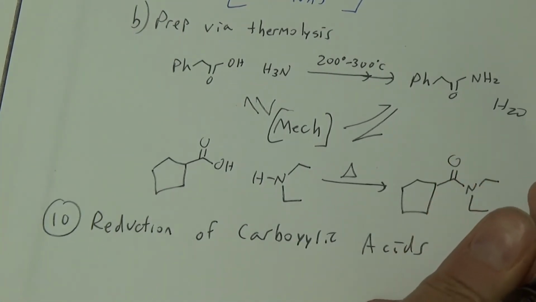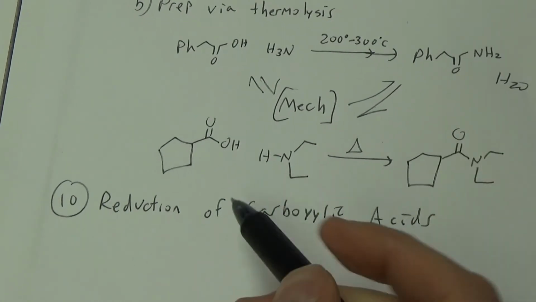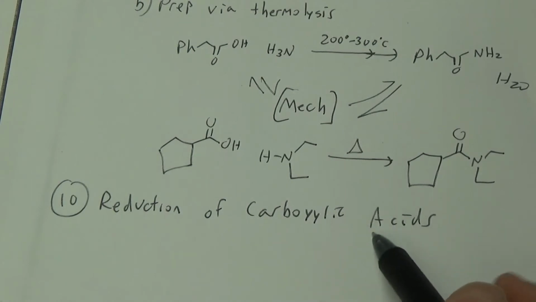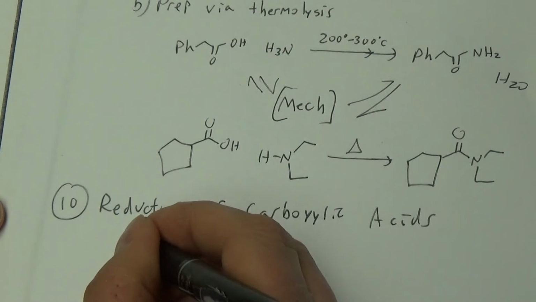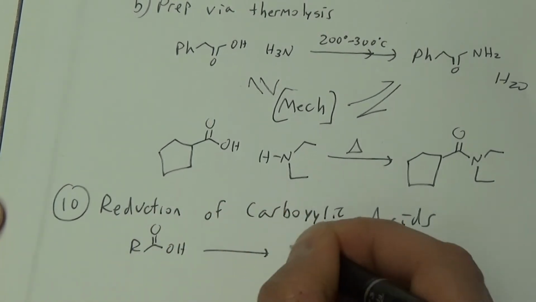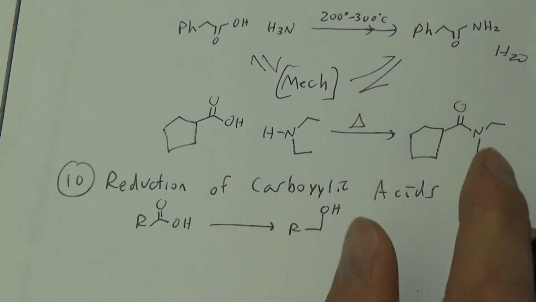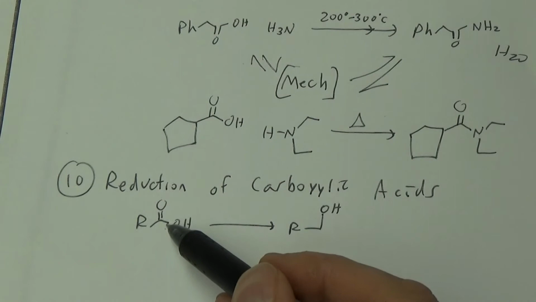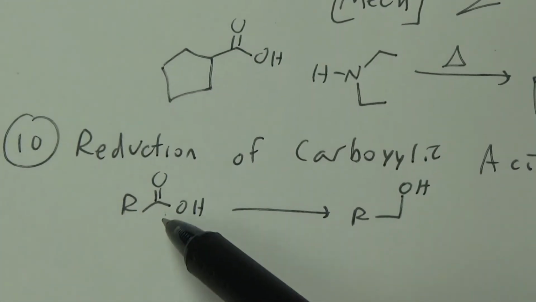Reduction of carboxylic acids. So this is one of the reactions you can do of a carboxylic acid. Reduce it. You can convert it into a primary alcohol, right? What are the reducing agents that get rid of C double bond O's? We have learned those in Organic 1.